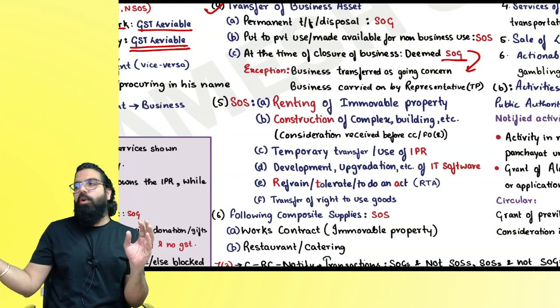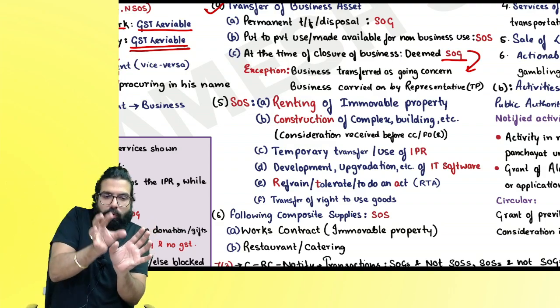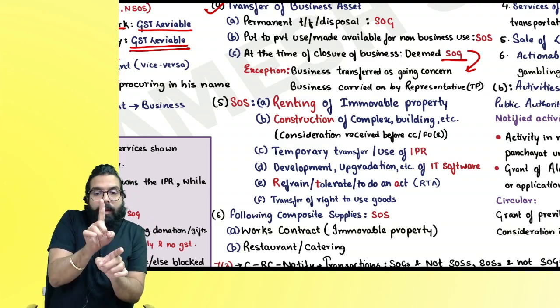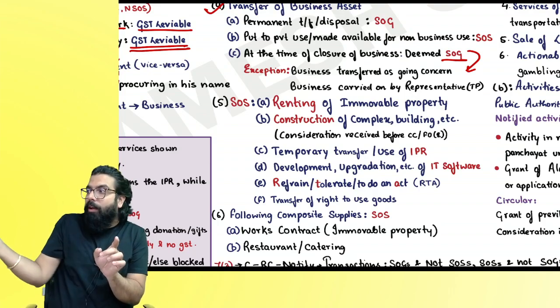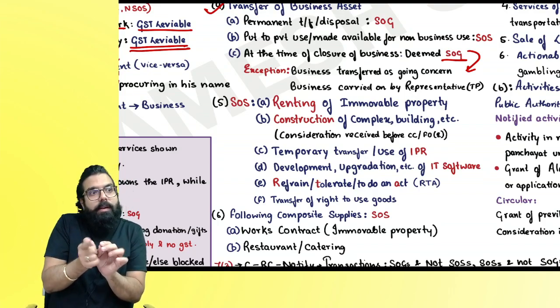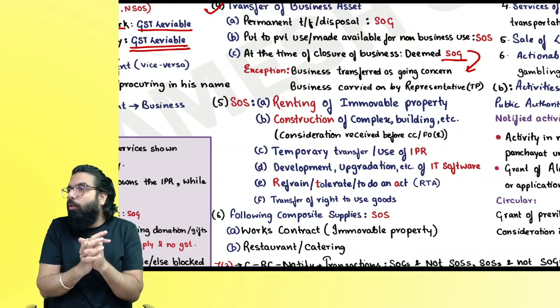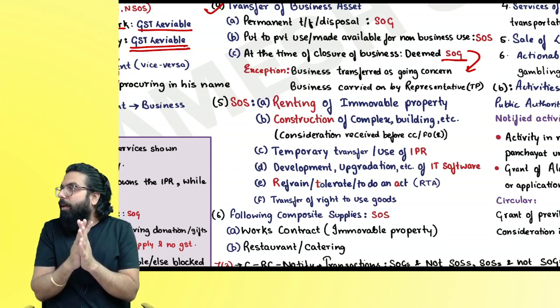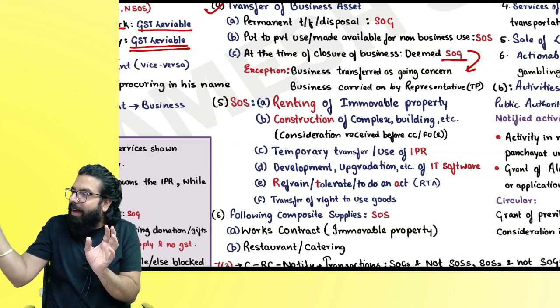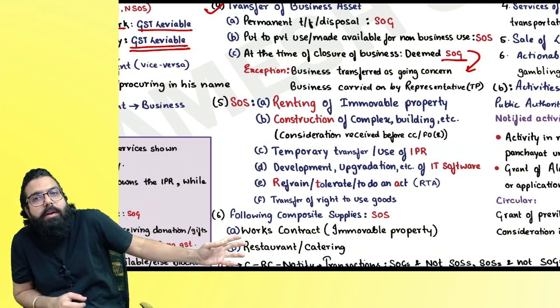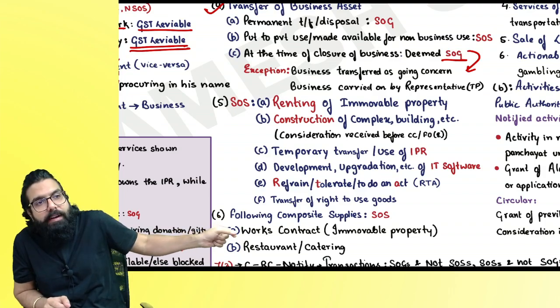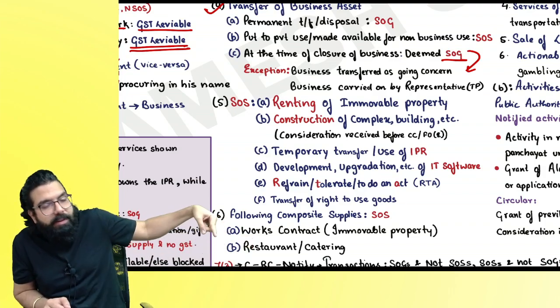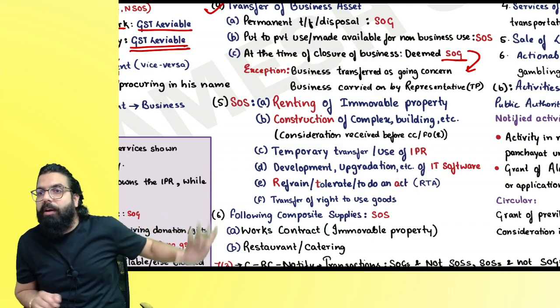If at the time of closure, I transfer my business to another person as a going concern, this person will take registration. So my transfer of business will not be a supply of goods or supply of service. GST will not come. Are we clear? At the time of closure, if I transfer it to someone who is my representative, then that person will take registration and on transfer of business from me to him, GST will not come.